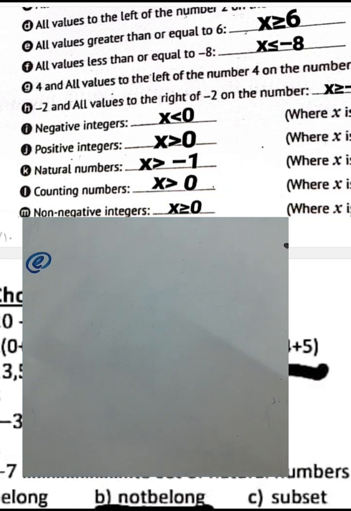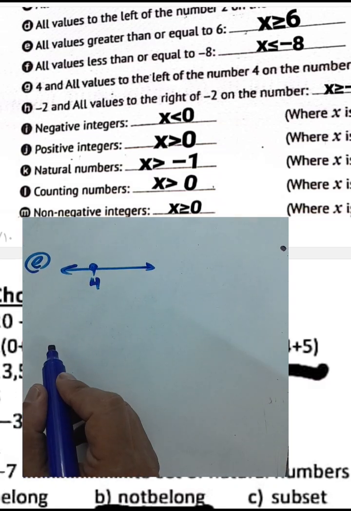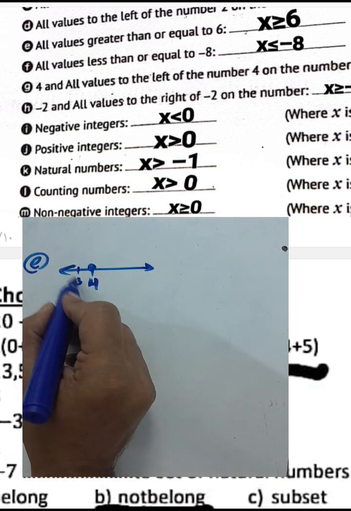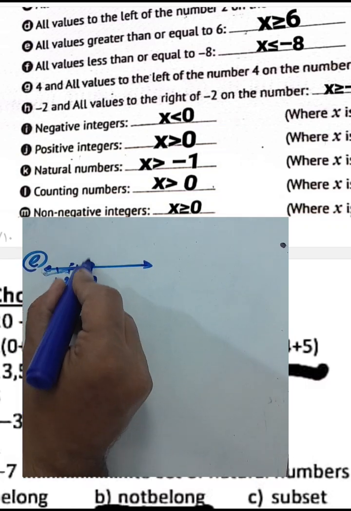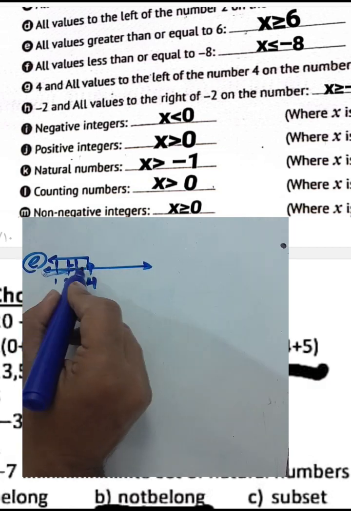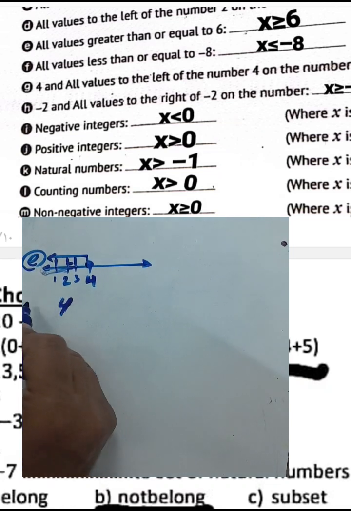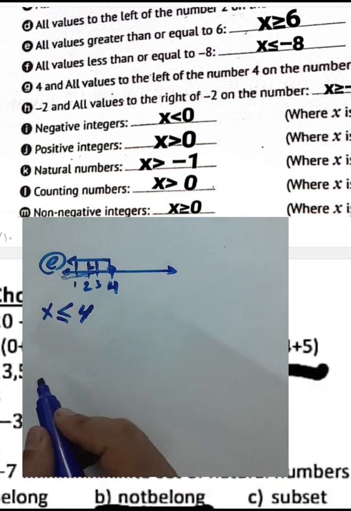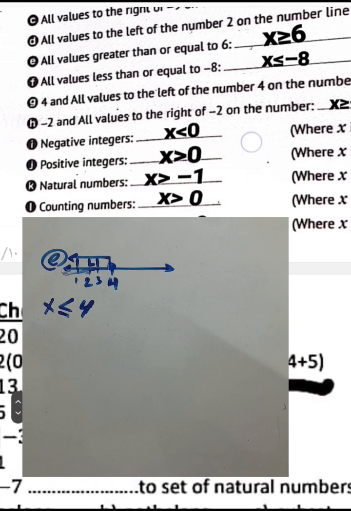4 and all values to the left of 4. 4, it's meaning with me in the result. And all values to the left of the number 4, such as 3, 2, 1, and so on to negative infinity here. It's colored this part, so the solution set will be 4 and 3, 2, 1, it's meaning x less than or equal to 4. You can write x less than or equal to 4.